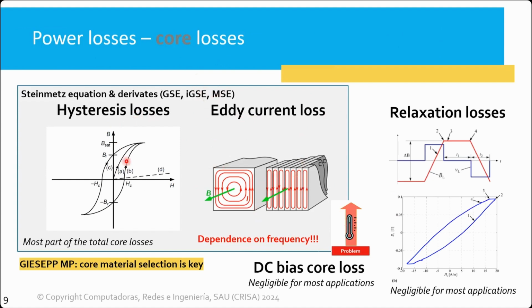The hysteresis losses depend on the BH curves of the ferromagnetic material, while the eddy currents are induced in the core, producing heat dissipation or inefficiency in the component. There are two other types of core losses, relaxation losses and DC bias core losses, just for you to know, although in these applications they were almost negligible. So this is why it was really important to select our core materials for each of the magnetics that we use in the PPU.